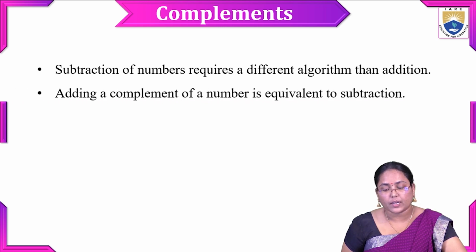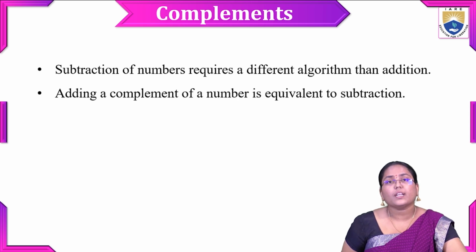Adding a complement of a number is equivalent to subtraction. So rather than doing a direct subtraction, we'll complement the number and add the particular complement of the number to the actual number. Then the resultant will be the subtraction of this particular number.